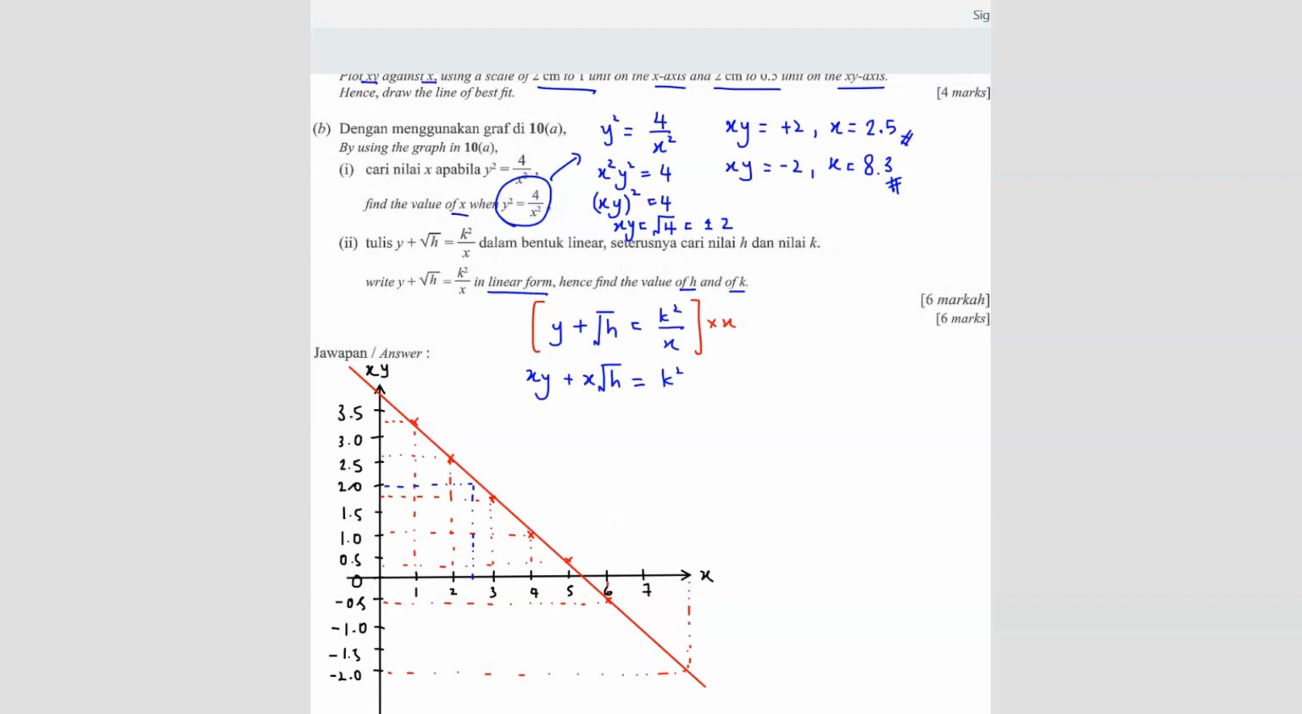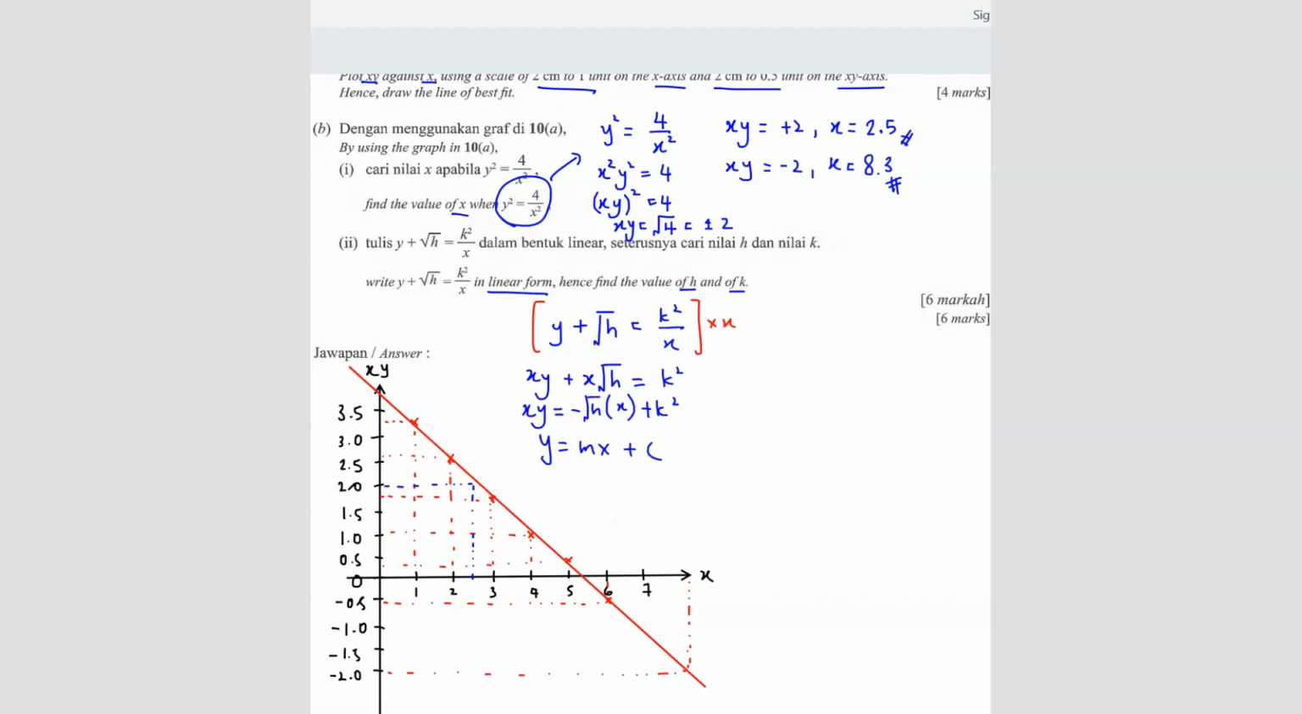So what I can do is I can change this, because this is a linear form already, right? So it's a straight line graph. So I can use y equals mx plus c. Okay, so if I want to use that, the y-axis here is xy. So this one is already here. The x part is x, right? So only this got x. So I'm going to bring this across. Okay, so I should get xy equals to negative square root h x plus k square. Okay, I rearranged the equation.